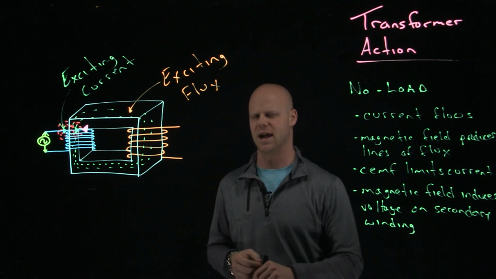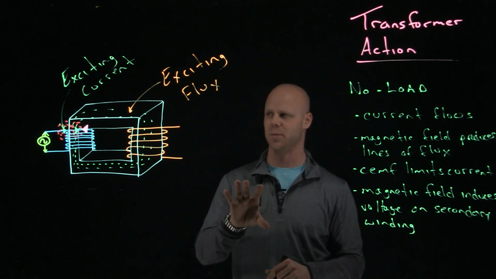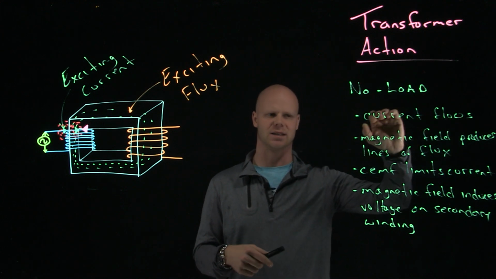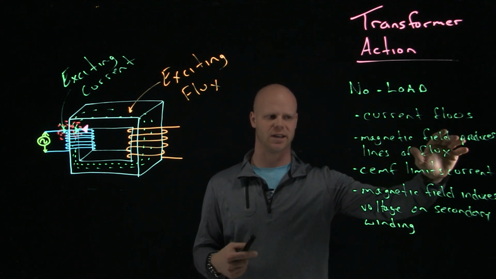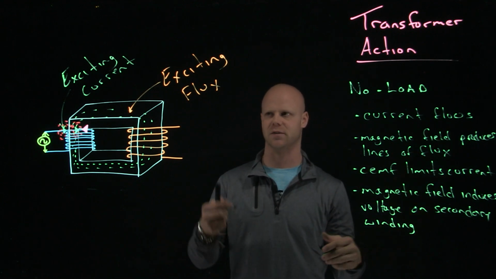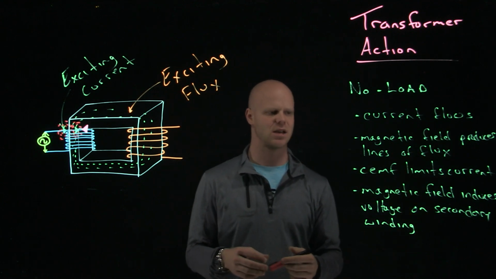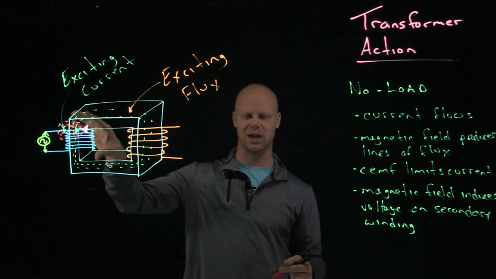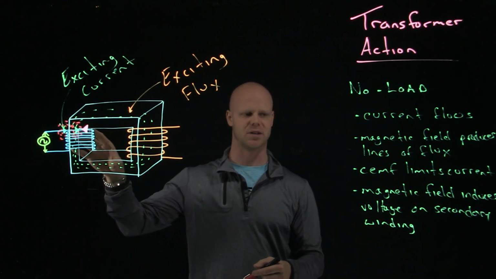The first one we looked at was what was happening at no load. So things where we had that small current flowing, that exciting current, that magnetic field that was producing the lines of magnetic flux that we called the exciting flux. We had that counter EMF that was actually limiting current to that small value on the primary side.